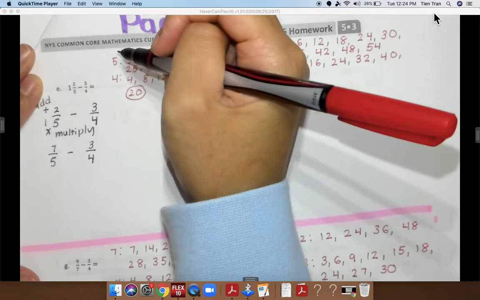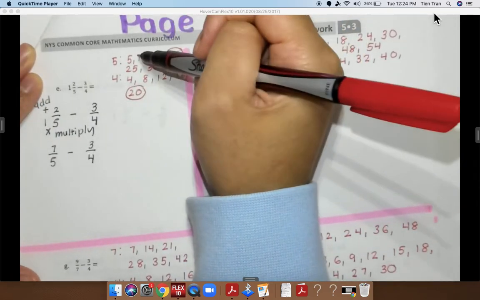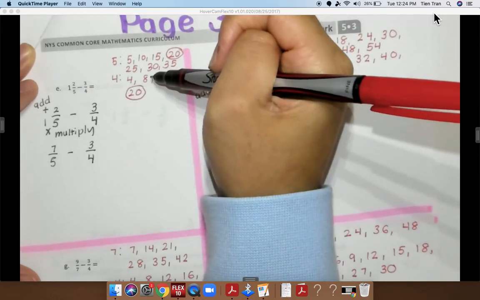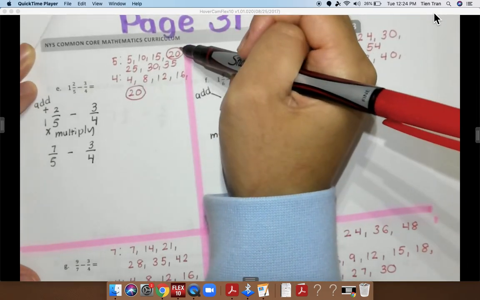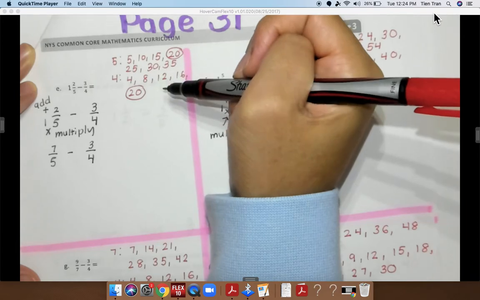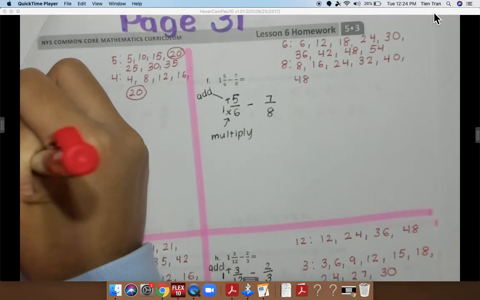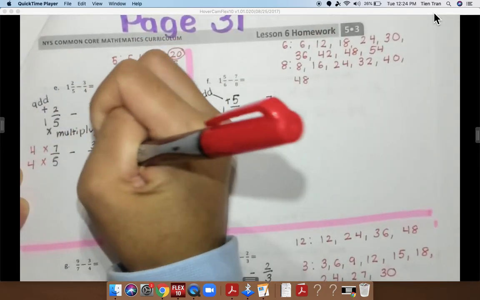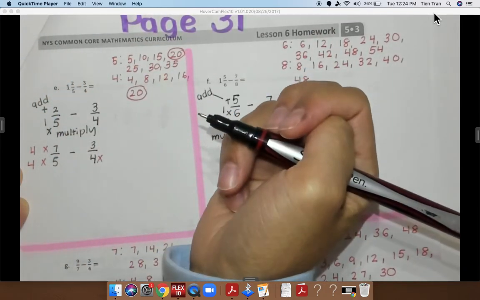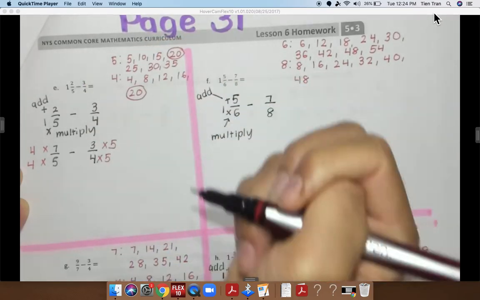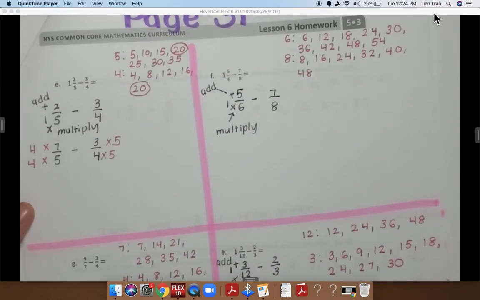So my multiples for 5 and 4. For 5, I have 5, 10, 15, 20, 25, 30, 35. For 4, I have 4, 8, 12, 16, 20. And I notice that 20 is the common multiple, so I'm going to multiply to get that. 5 times 4 is equal to 20. What I do to the bottom, I must do to the top. 4 times 5 is also equal to 20. What I do to the bottom, I must do to the top.